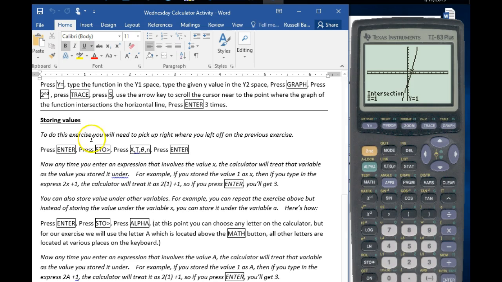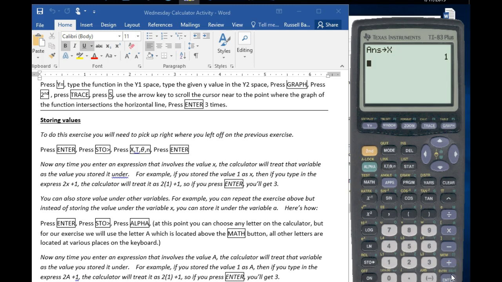So it says here to do this exercise, you'll need to pick up right where you left off in the previous exercise, and that's why I told you guys not to clear that yet. So first of all, we're going to push enter, and then we're going to push STO with the arrow. That's down here in the bottom left, so we're going to push that. And that ANS, that stands for answer. So it says the answer is going to be what? And we get to pick what letter we use. Now, I'm going to have us use this button, which will make it automatically be X. Okay, and all I have to do for that is push enter.